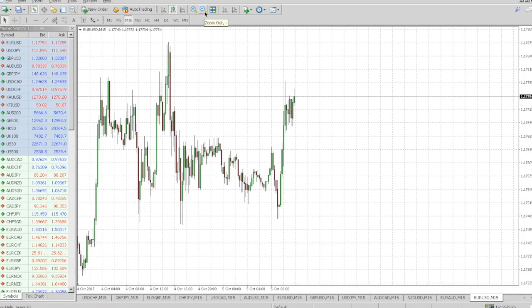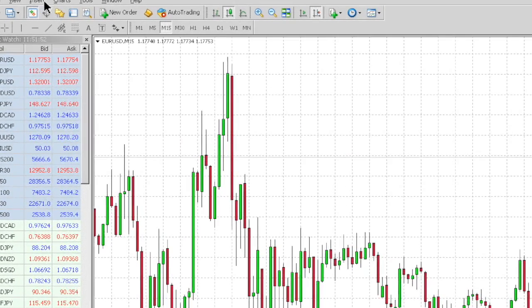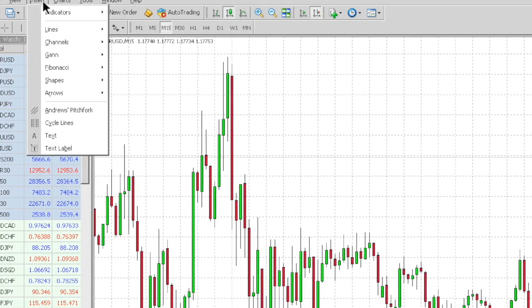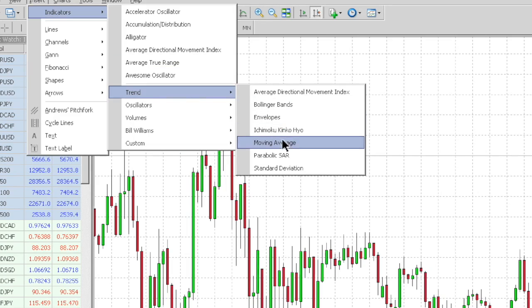Cool. So one of the first things to do is to put in the moving averages. Okay, put in the moving averages. So how do you do that? Well, you go to Insert, indicators, trend, moving average. Okay, so put moving average.